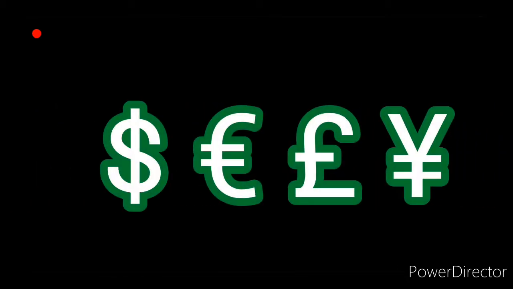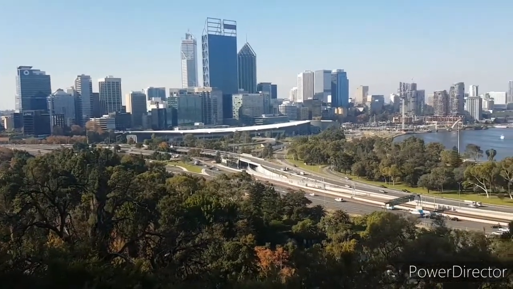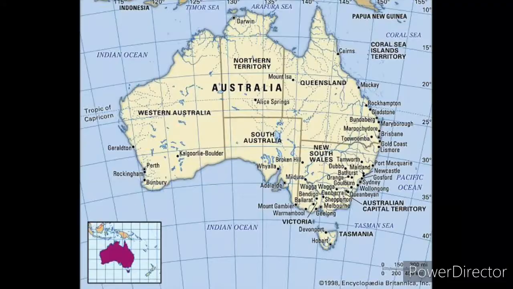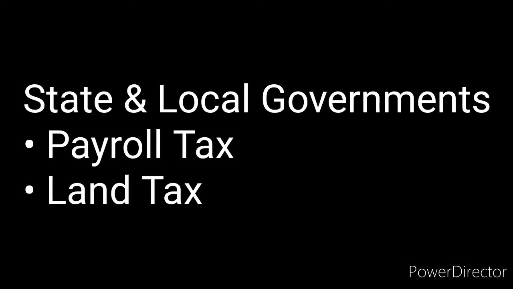Tax is money raised by governments from individuals and companies that's used to fund government expenditures. In Australia, whilst the Commonwealth Government collects a majority of tax revenue through taxes such as the individual income tax and company tax, state and local governments also collect taxes, such as payroll and land tax.